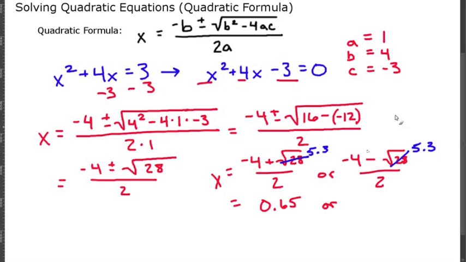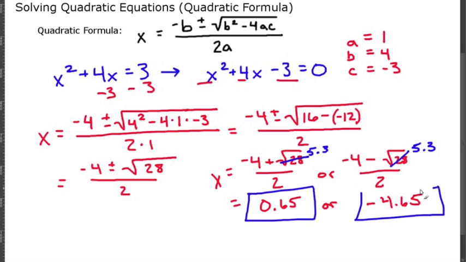Or x is going to be negative 4 minus a 5.3, which would give us a negative 9.3. Divide that by 2, and we're going to get negative 4.65. So x is either equal to 0.65 or negative 4.65, and those are our roots to our original equation of x squared plus 4x equals 3. And that is how to use the quadratic formula to solve a quadratic equation.